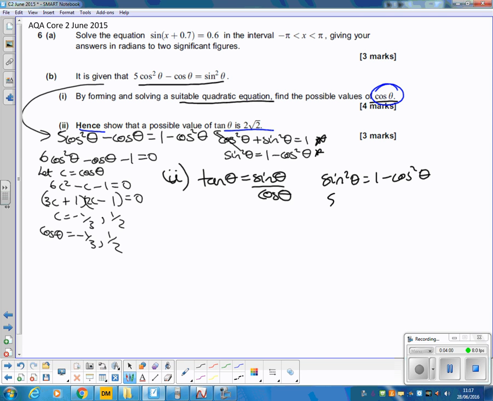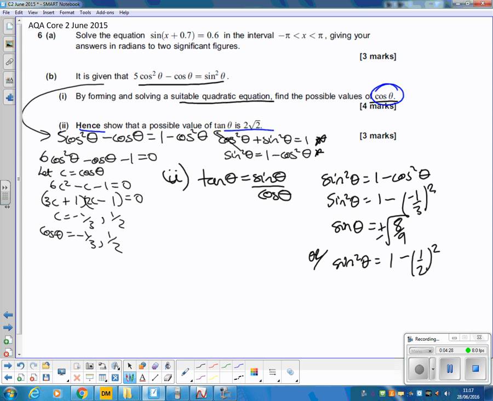So we've got sine squared theta equals 1 minus negative a third squared, which if we simplify, you get sine squared equals 1 minus a ninth. So that's square root of 8 ninths. Remember, it can be positive or negative root. We don't know which. Or sine squared theta equals 1 minus a half squared, which was our other solution, which will give us sine theta equals plus or minus square root of 3/4. Right, so we've got a couple of pairs here. We've got cos theta equals negative a third with this sine value, and we've got cos theta as a half with this sine value.